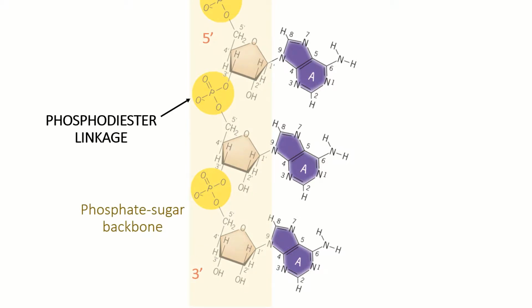Now, this alternating arrangement of phosphate and sugar is considered as the phosphate-sugar backbone of the nucleic acid. And take note that it's only in the 3' end of this chain where a new nucleotide may be added into the nucleic acid, again with the aid of an enzyme.